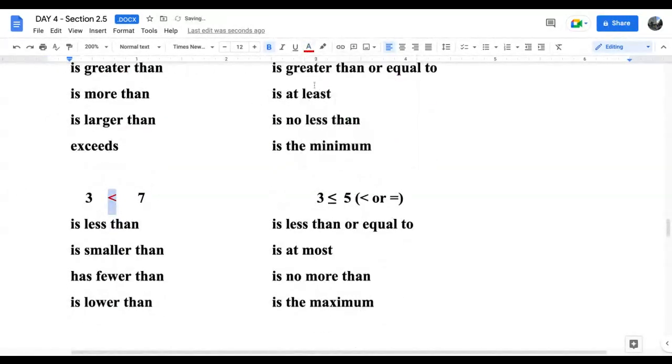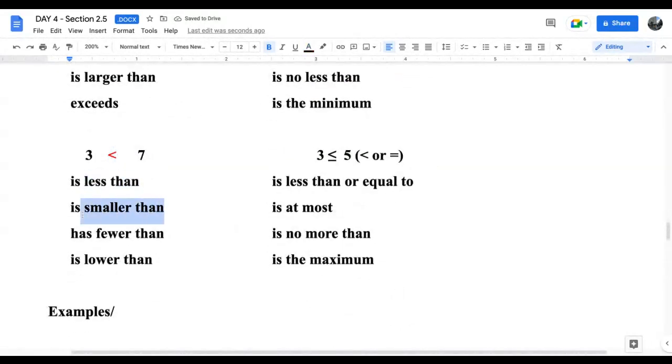Let's see, this is less than. Less than, is smaller than, has fewer than, is lower than. And less than or equal to is at the most. At the most means the number on the right-hand side is the biggest. At the most, it has to be less than or equal to. It's no more than, opposite to no less than. Is the maximum, opposite to the minimum. So some number is the maximum, and all the rest of the numbers have to be less than or equal to it.